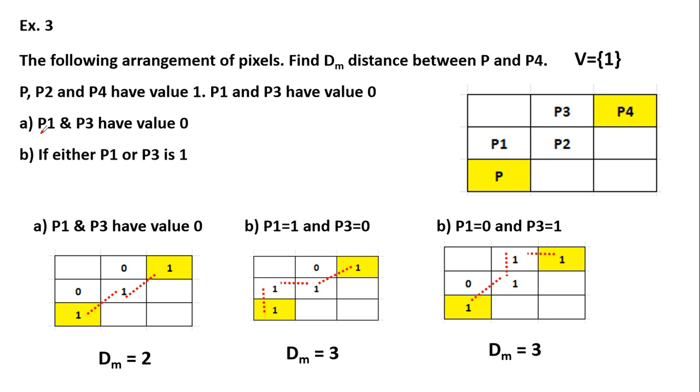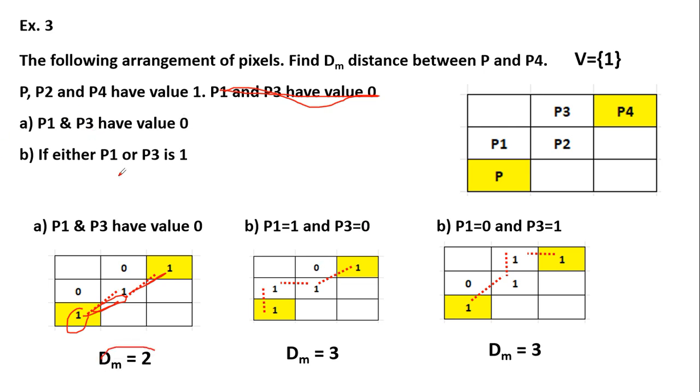Now see the first condition, P1 and P3 have value 0. Now we need to find the connectivity between these two. As the set V is equal to 1, we can't take this path directly. This path is acceptable because their intersection is empty, and this path is also acceptable. Therefore dm is equal to 2.